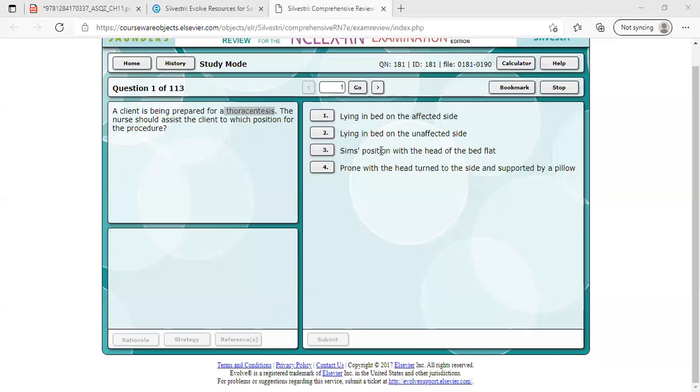So when we remove the fluid from the lungs, the patient position is very important. Most patients are supposed to be in a sitting position, holding two hands over a pillow on the table, or sitting at the edge of the bed. So the nurse should assist the client in which position for the procedure. They ask about this.